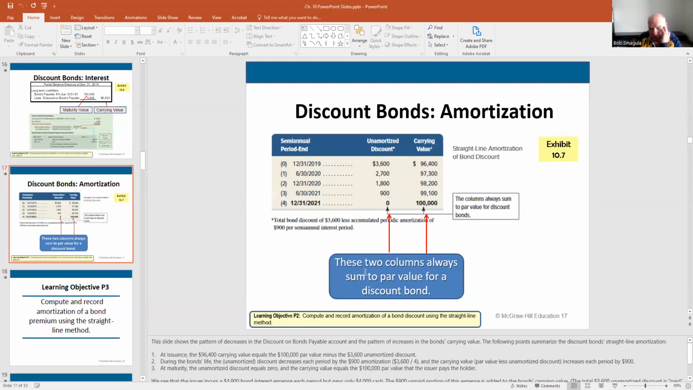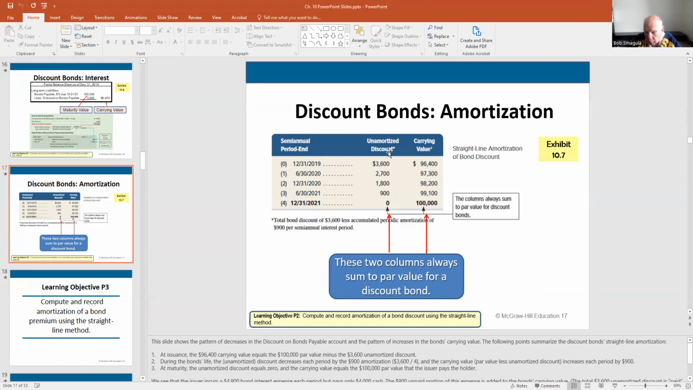And let's take a look at it. Here's a good little chart. We start off with $96,400, right? That's how much cash we received. And every 6 months, we're amortizing $900 into interest expense. So we got 900 coming out of 3,600, that's 2,700. 900 minus from the 2,700 gets us down to 1,800, minus 900.